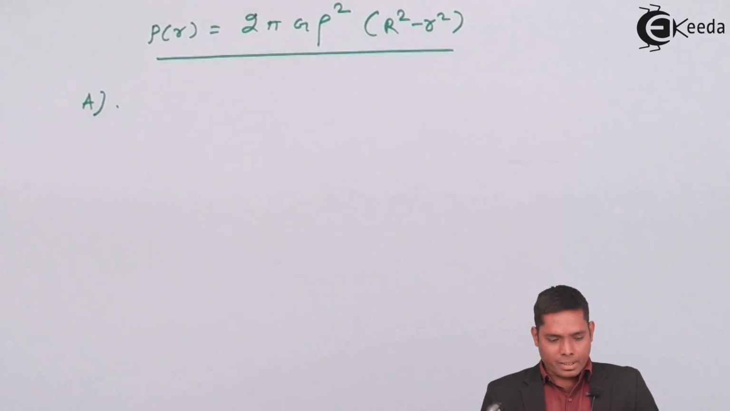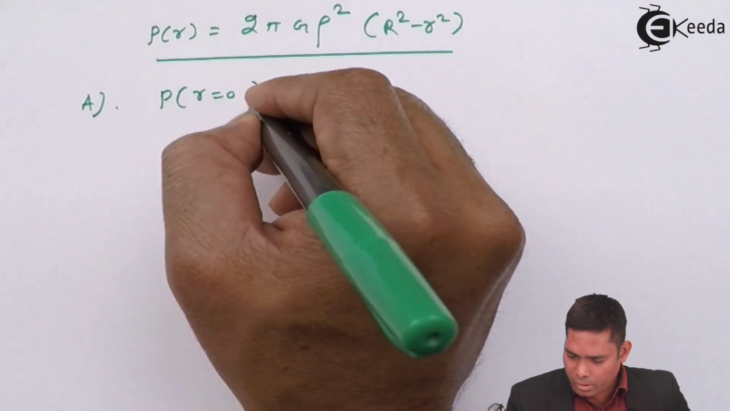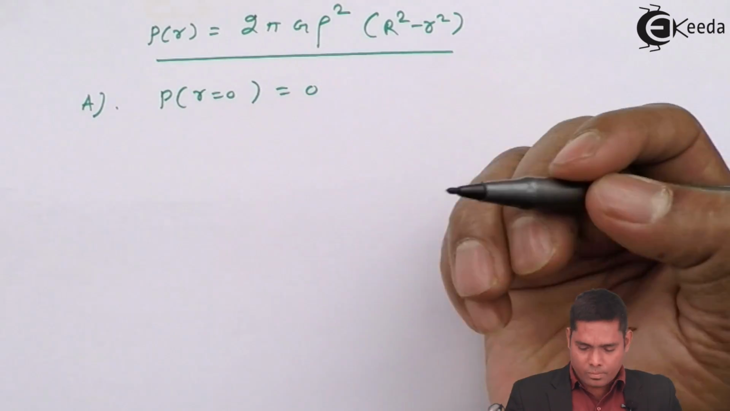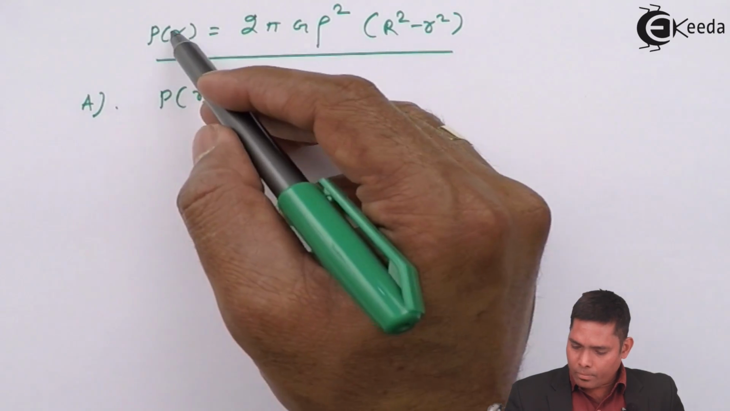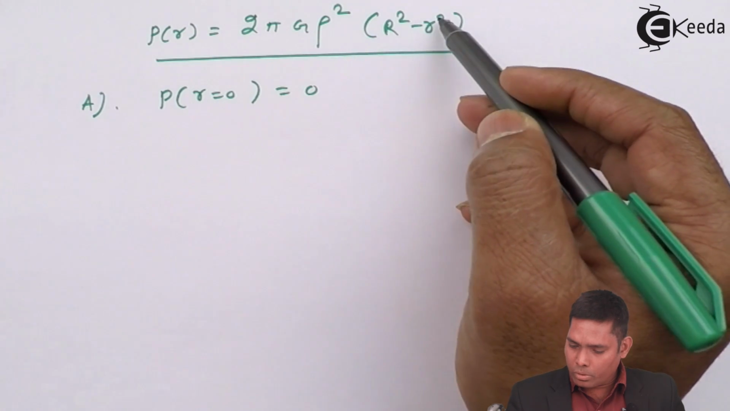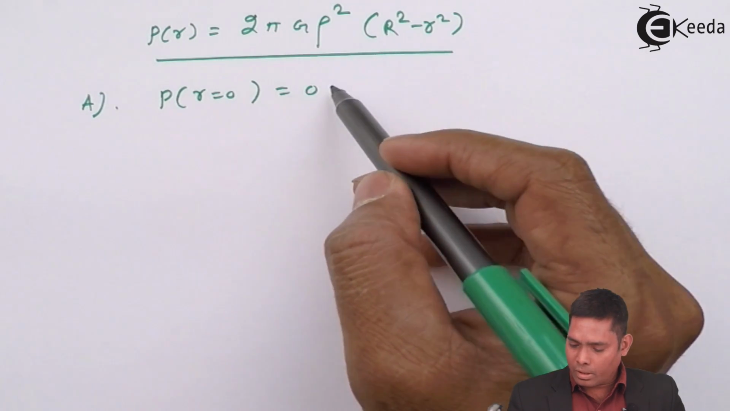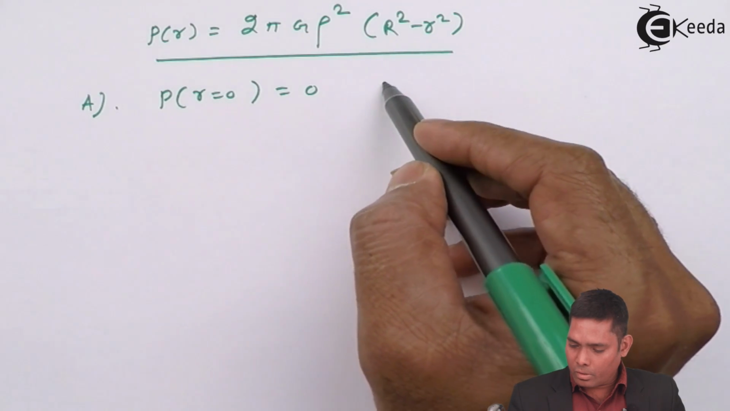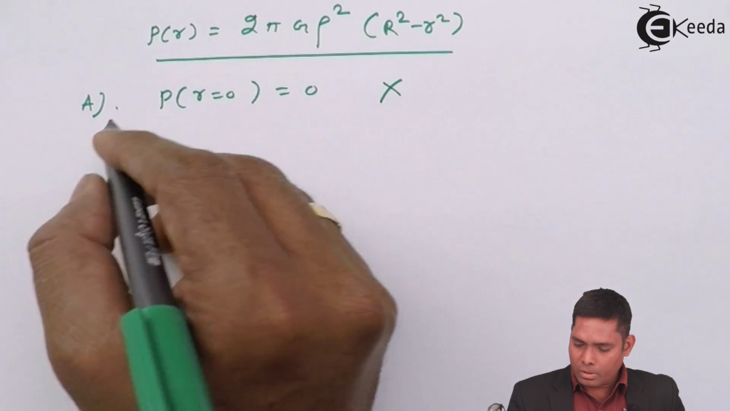Option number 1 says that P of r equals 0 is 0. True or false? If I put r equals 0 over here, then here also I have to put 0. If I put 0, this will not be 0. So therefore, this is not correct. It is a wrong statement.